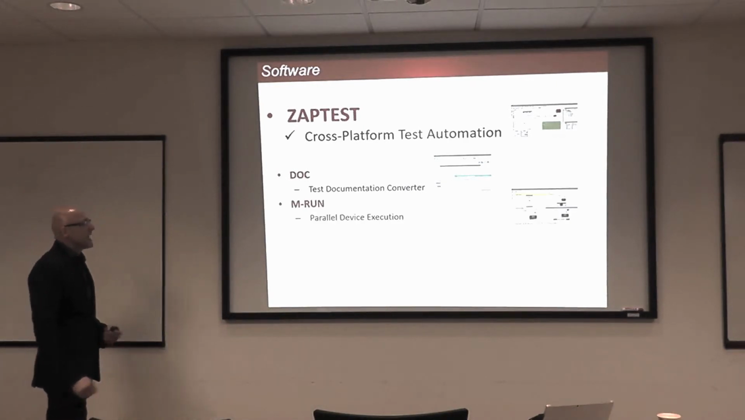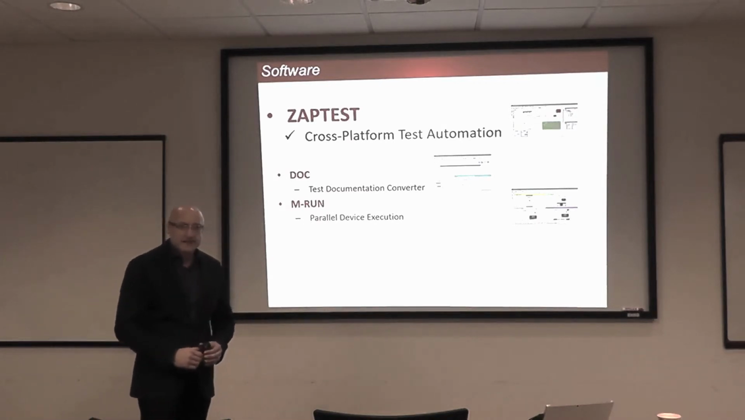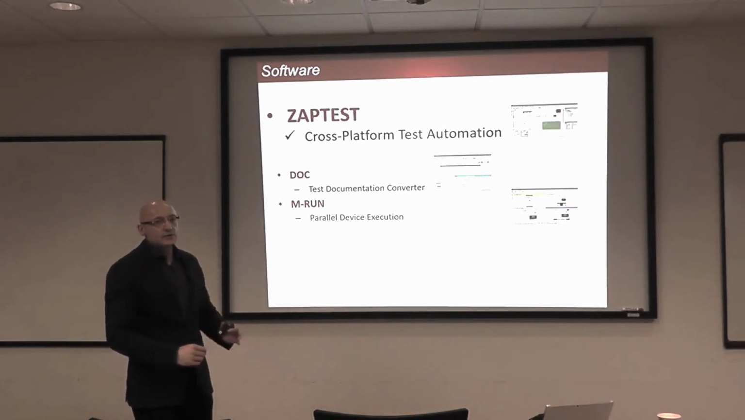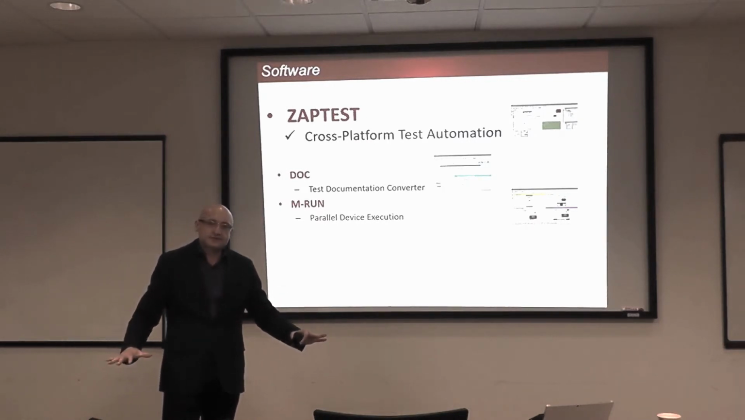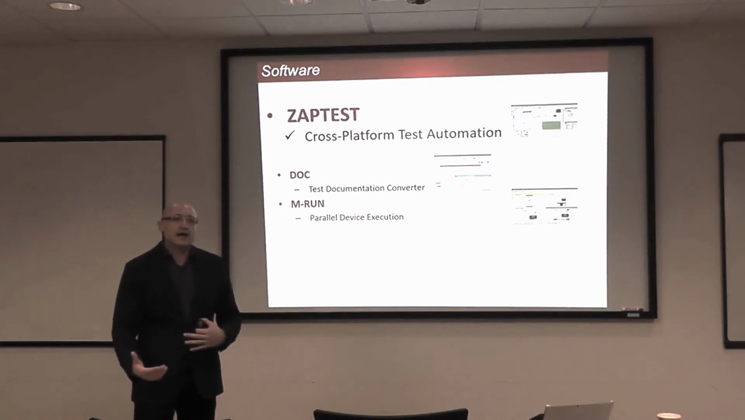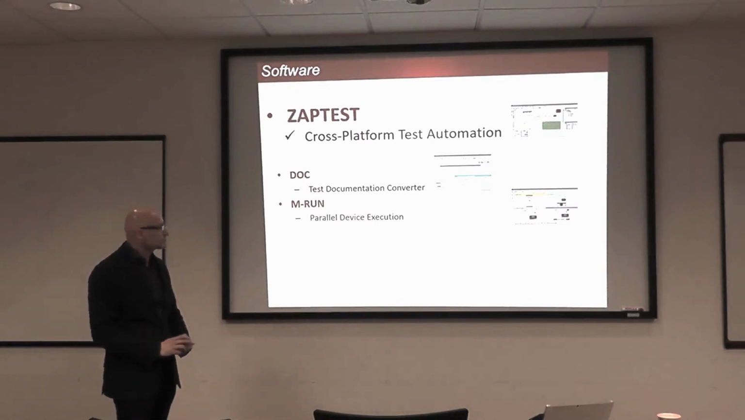Another component that we have is parallel device execution, specifically for agile development. Our tool runs with single execution, cross-platform, on all platforms. So that expedites time to market of the regression testing for agile teams.